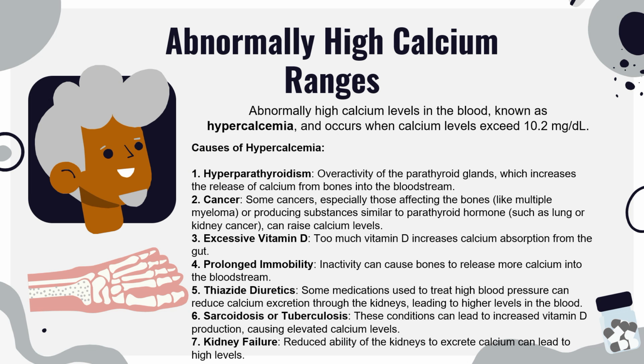At number 5, we have the use of thiazide diuretics. Some medications used to treat high blood pressure can reduce the calcium excretion through the kidneys, leading to higher levels in the blood. At number 6, we have sarcoidosis or tuberculosis. These are two conditions that can increase the vitamin D production, causing elevated blood calcium levels to develop. And finally, at number 7, we have kidney failure. In some cases, the reduced ability of the kidneys to excrete calcium can lead to higher than usual levels developing in the blood.